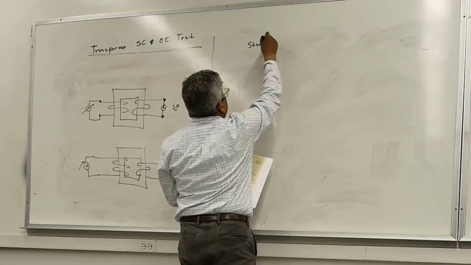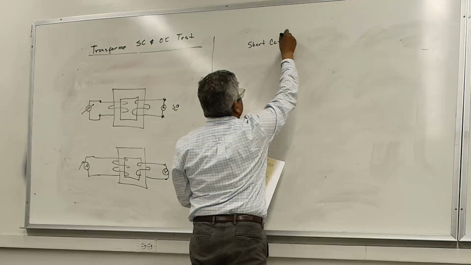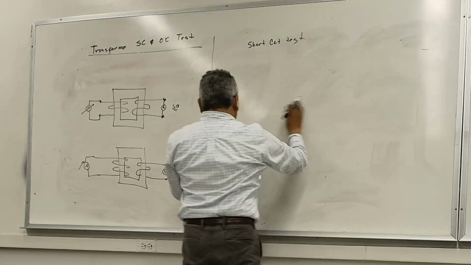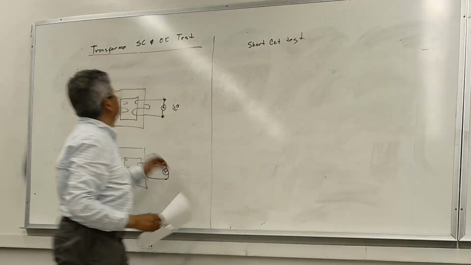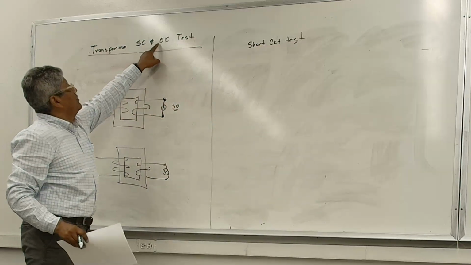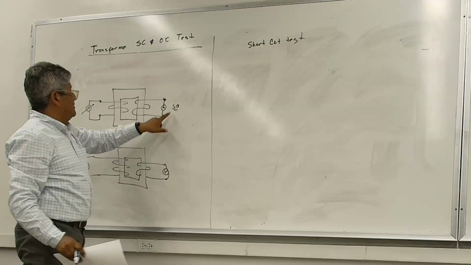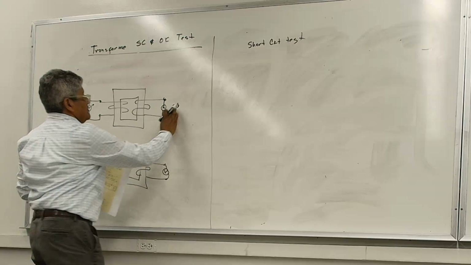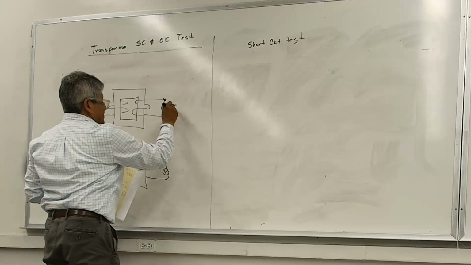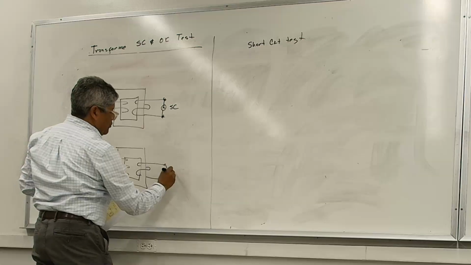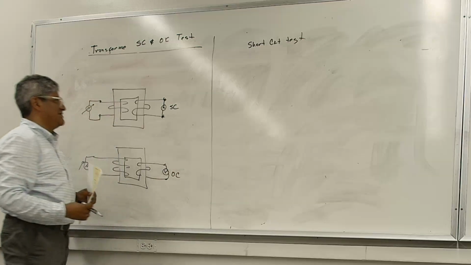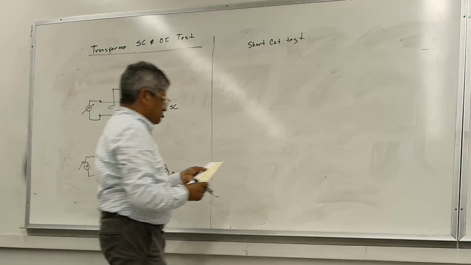Short circuit test. Does the top one say SC or S? Short circuit, open circuit, on the ammeter? Is that an S? Short, I'm sorry. Short circuit, and you can say this is open circuit test. Okay. All right.